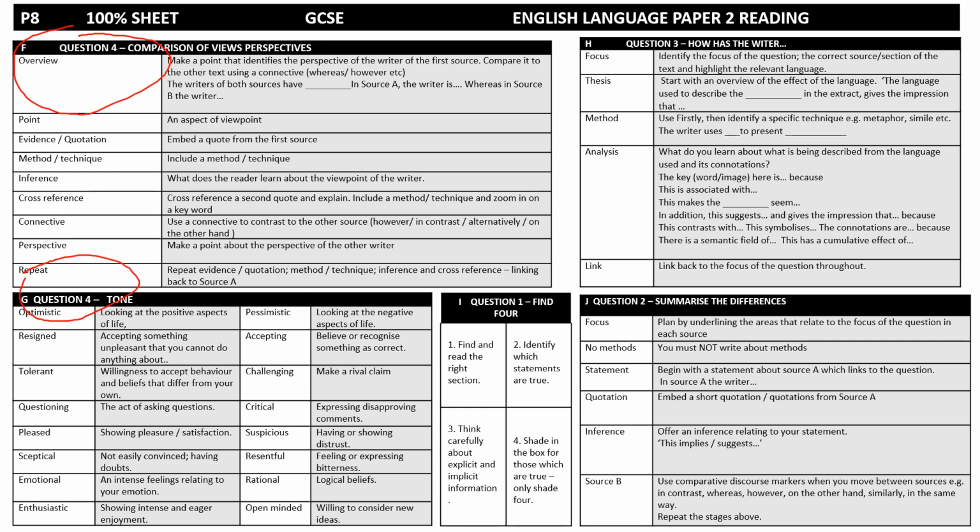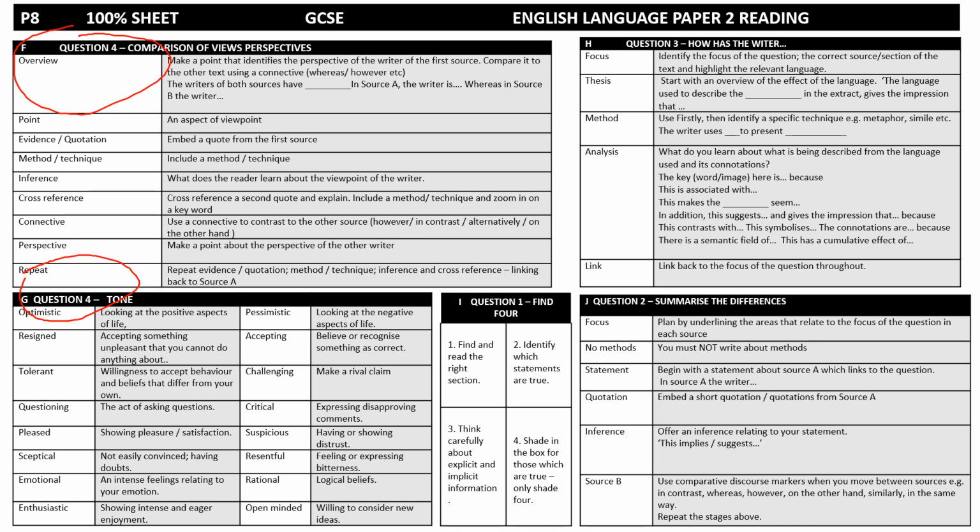Box G is an extension of methods because in this particular question, to identify the point of view and the perspective, tone is really important. You can see here various aspects of tone. You can have quite an optimistic tone. You can be quite resigned, almost like you're accepting something unpleasant. You can't do anything about it.